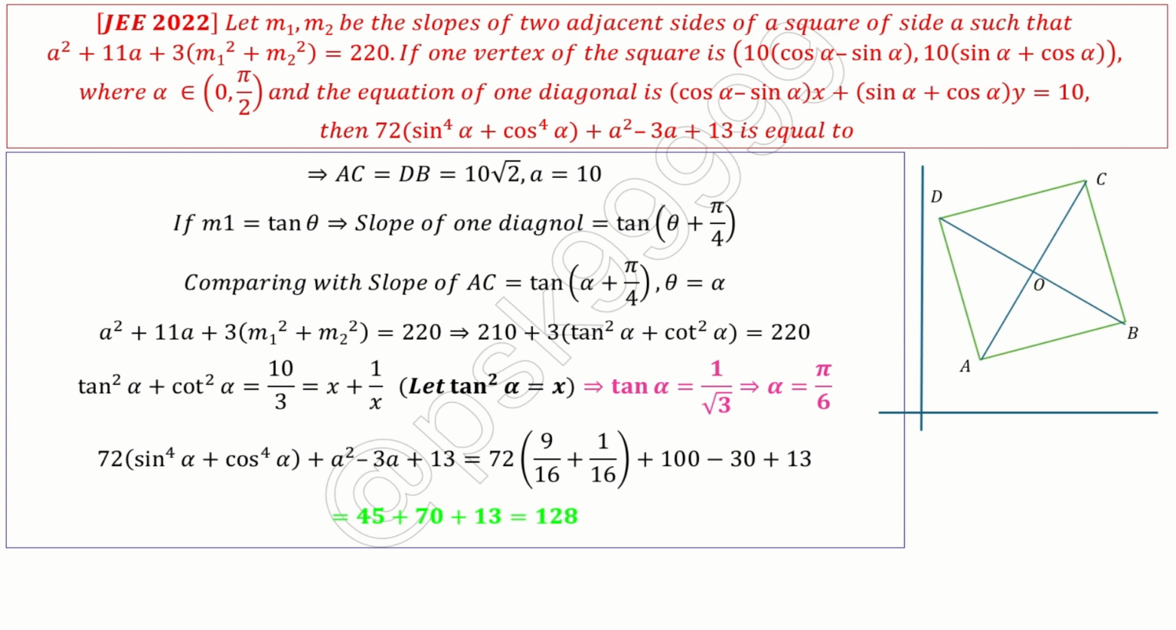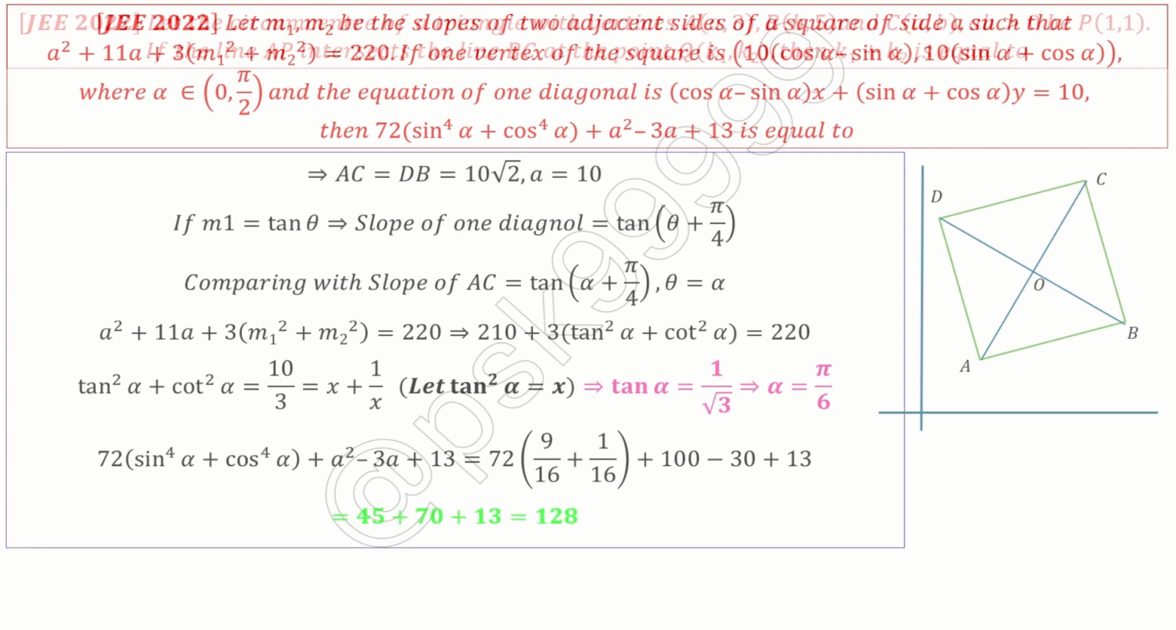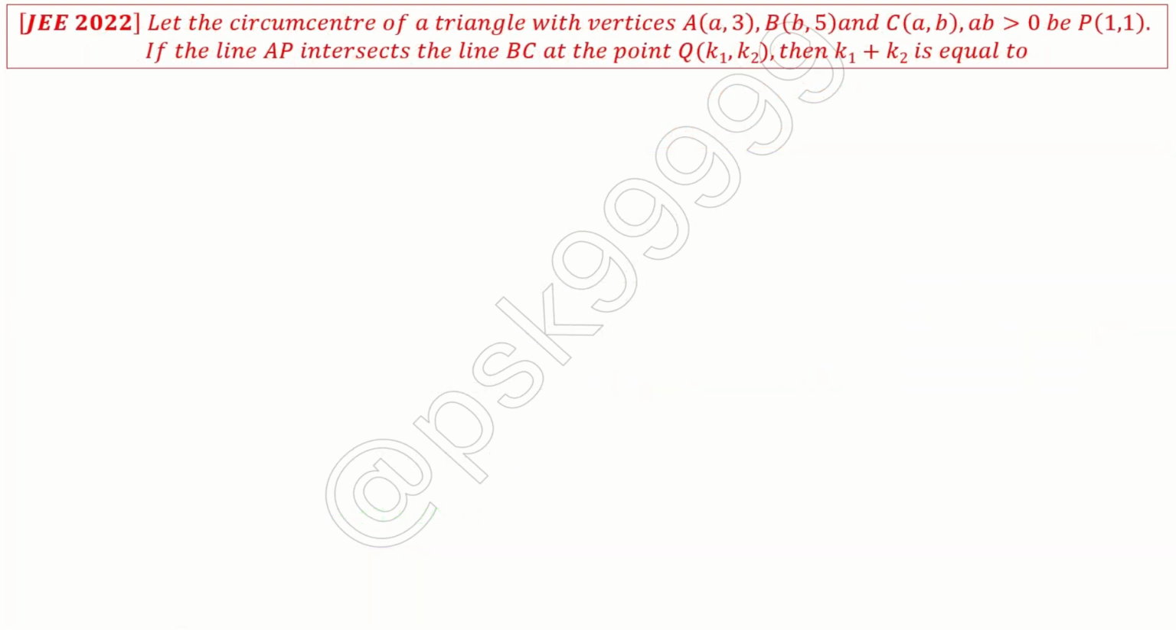That is the answer. Next: the circumcenter of a triangle with vertices (a, 3), (b, 5), and (a, b), where ab is greater than 0, is P(1, 1). If the line AP intersects the line BC at a point Q(k1, k2), then what is the value of k1 plus k2?